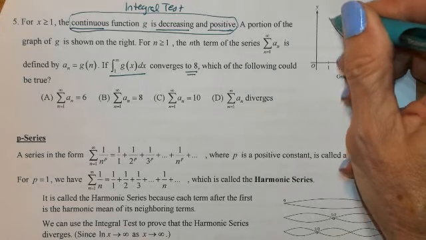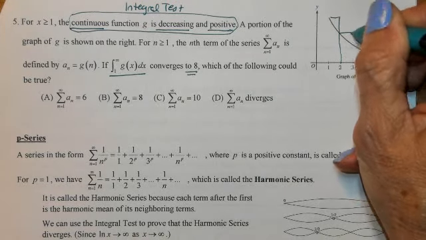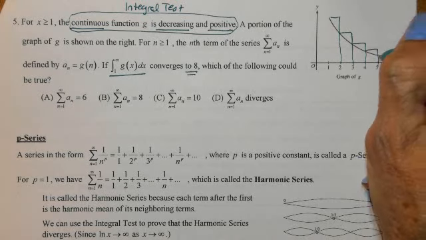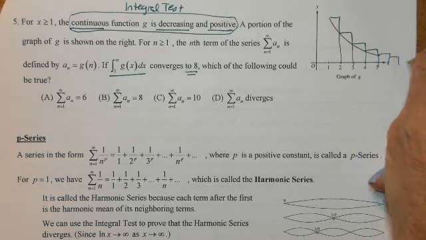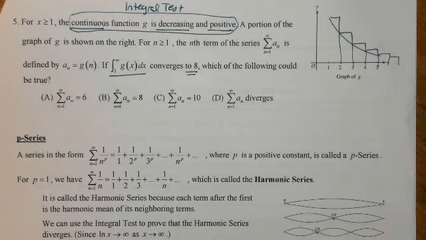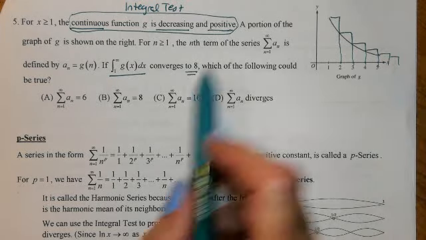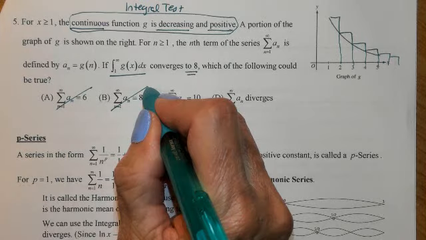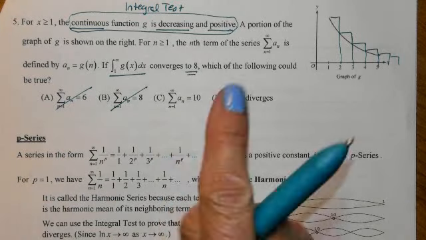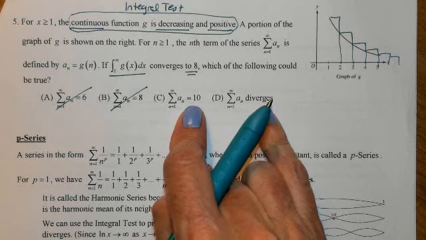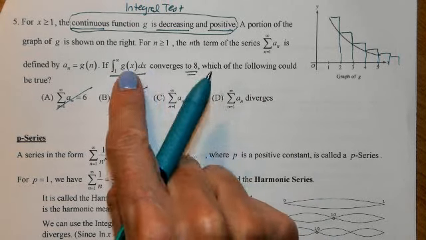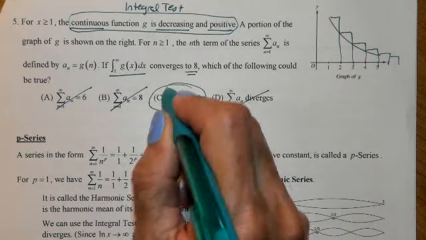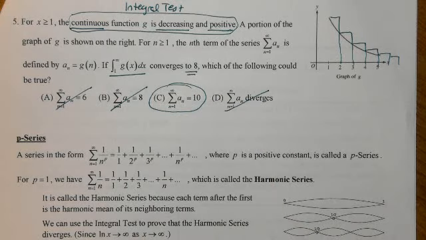Well, remember, the series was looking like that. The series looks like that. Okay? So the series is always higher than 8. So it certainly cannot be 6, and it certainly cannot be 8. Could it be 10, or could it diverge? Well, if the integral converges, the series converges, so it must be 10. It's the only one left.